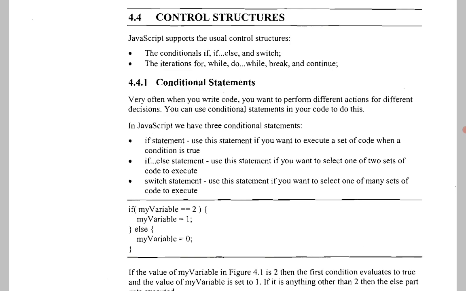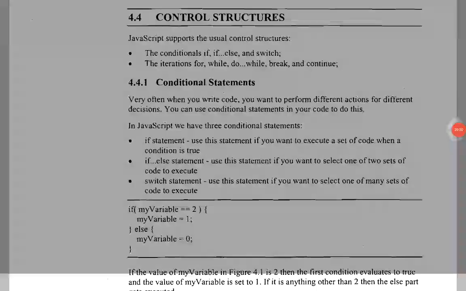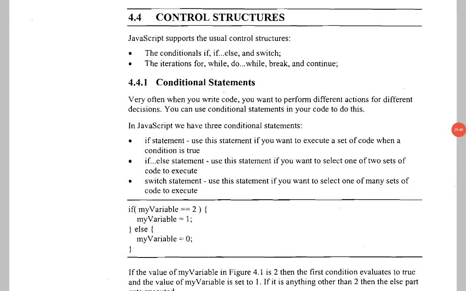The first one is called the if statement. It is also called the simple if statement. Second one is if else statement, third one is switch statement. So what is the if statement? Use this statement if you want to execute a set of code or statements when a condition is true. First of all, the given condition is tested for whether it is true or false. If it is true, then the statements are executed.